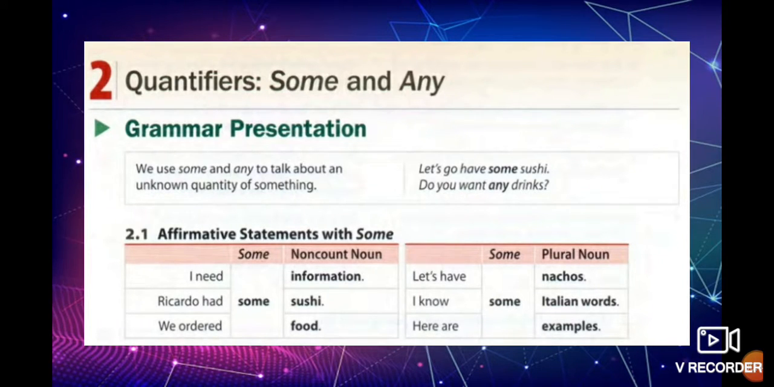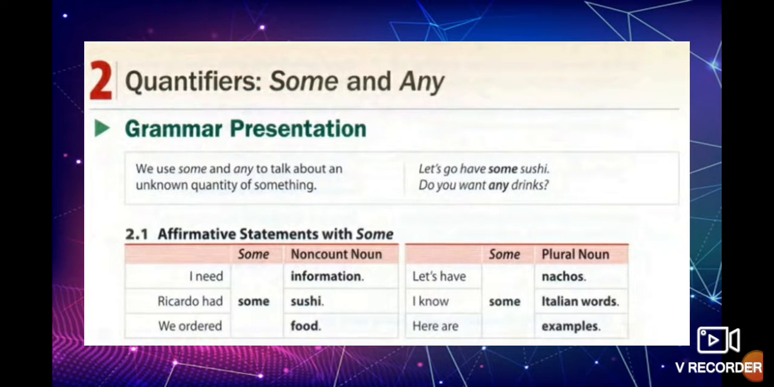Let's go have some sushi. Do you know how many rolls of sushi? So you use the quantifier some. Do you want any drinks? So you don't know what kind of drink, and also how many glasses of drink, or bottles of juice, something like that. So you use any in that case.